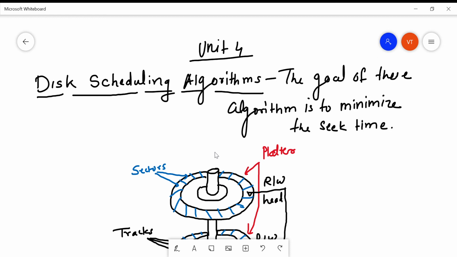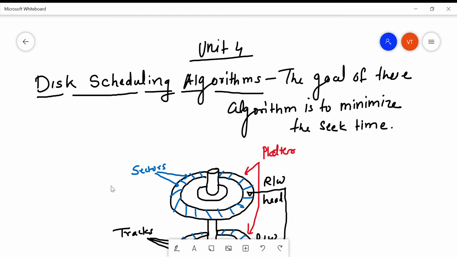So in today's lecture, we are going to discuss disk scheduling algorithms. From today, we are going to start with unit 4. The goal of the disk scheduling algorithm is to minimize the seek time. Now, what is seek time? Seek time is the time taken to reach the desired track. To understand this, let's study the architecture of the hard disk.